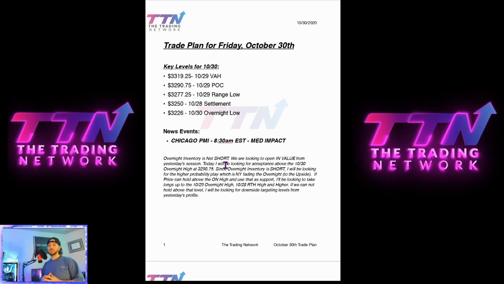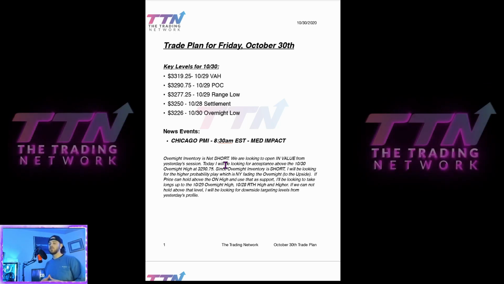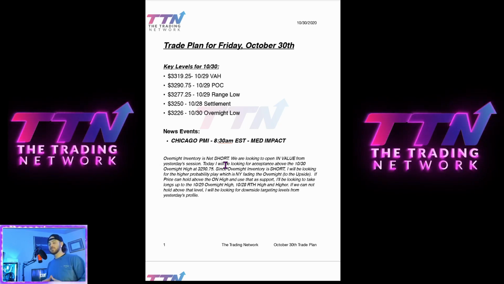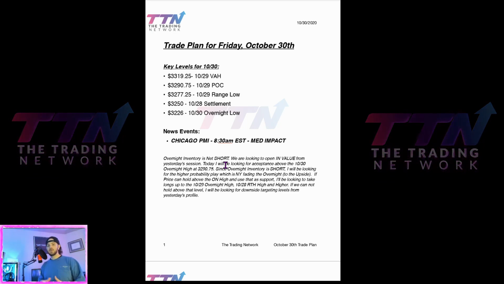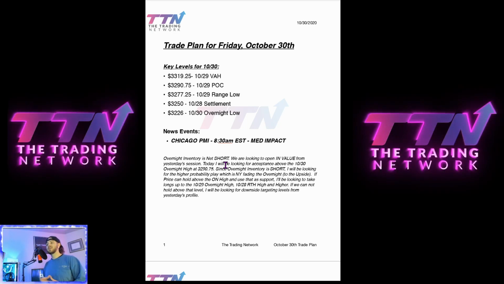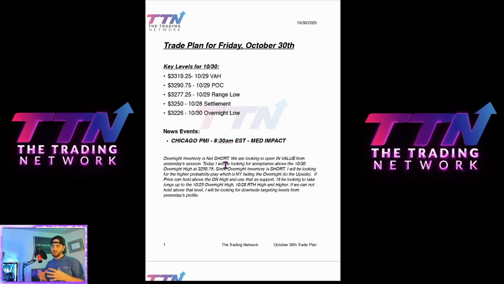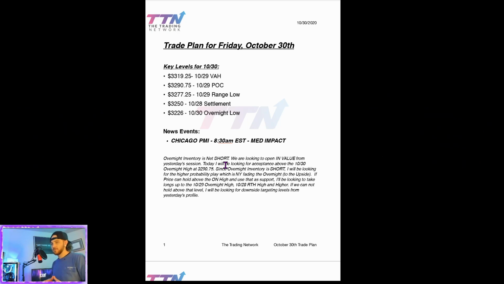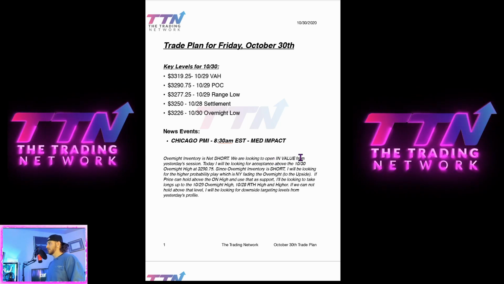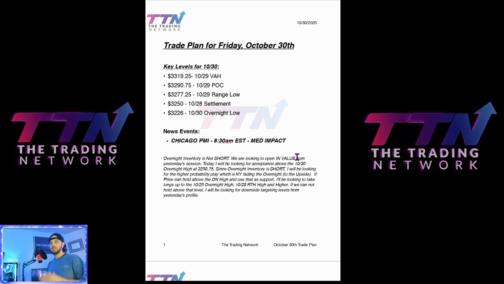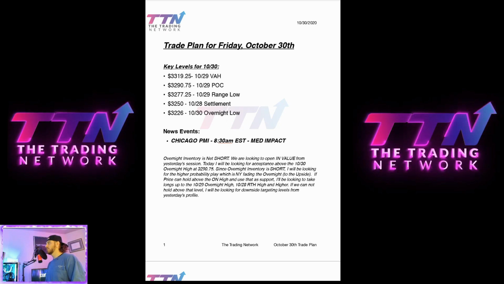If price could hold above the overnight high and use that as support, I was going to be looking to take longs up to the October 29th overnight high. In addition, I would be looking to target the October 28th regular trading hours high and higher. If we could not hold above that level, then I was going to be looking for downside targets from yesterday's profile. You can see that we actually moved up very quickly above this 32.90.75 level upon open.